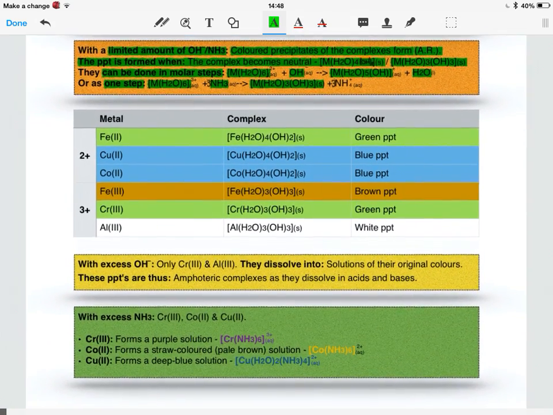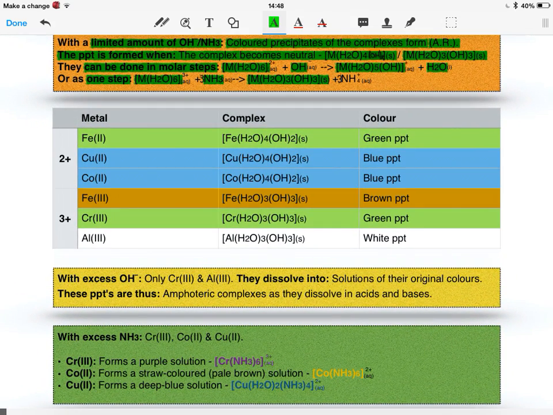We need to know the colours of these, so for the metal-aqua complexes for the 2+ ions, iron 2 will form a green precipitate, copper 2 will form a blue precipitate, and cobalt 2, which we should know now from the transition metals topic, will form a blue precipitate when reacted in excess ammonia or hydroxide.